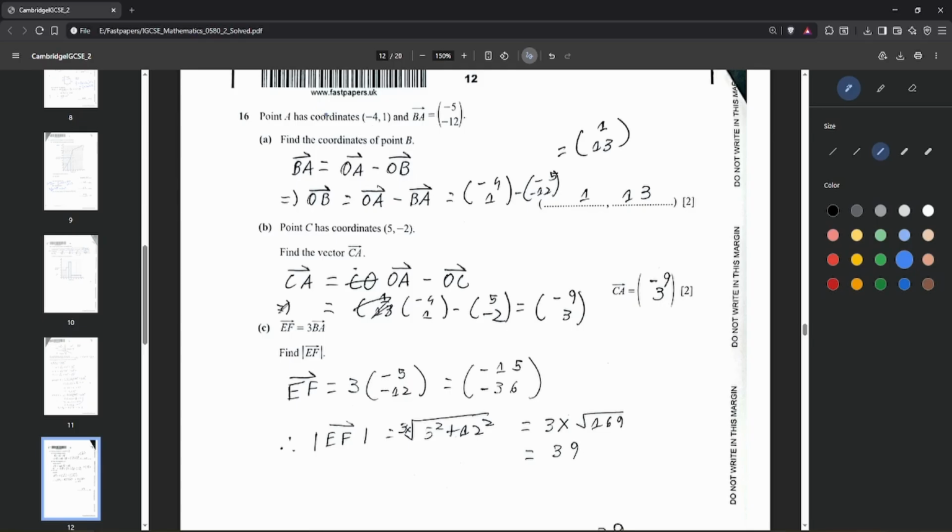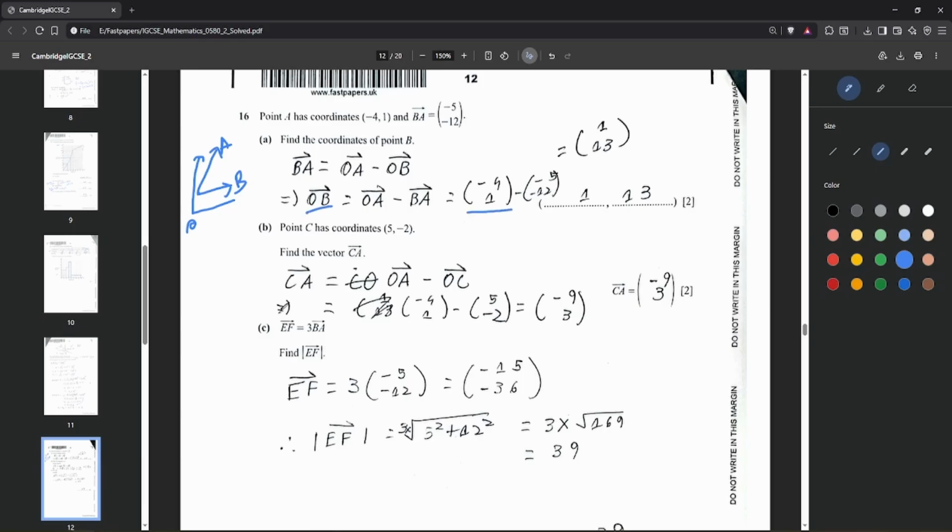Next up we have one coordinate and one vector. Find the coordinate of the point B. So here, let's say we have A and we have B. Now we need to find BA. BA will be BO plus OA, right? So we have O here. So that means OA minus OB, which is equivalent to what I just said. And now this means OB is equal to OA minus BA.